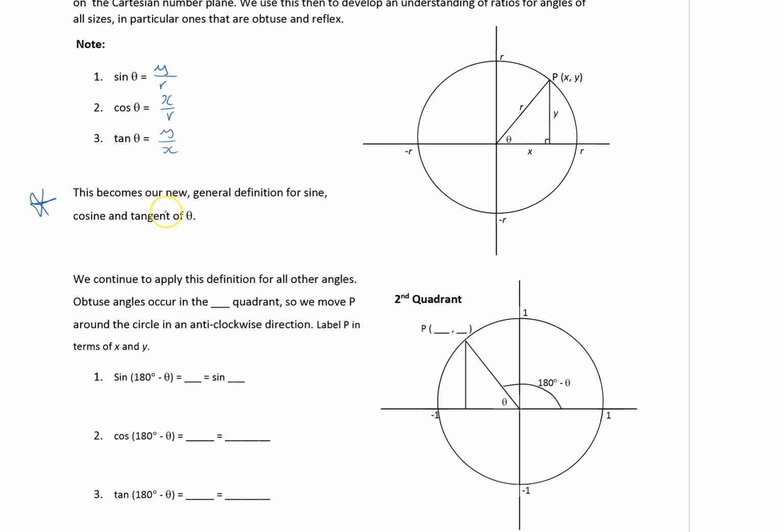So we can then continue P around our circle and go into the second quadrant. Now, obviously, if I'm in the second quadrant, then my X value becomes negative, doesn't it? Because I've moved along the X axis. And so we've got a negative X now. And my Y is still positive, so that sits up there at Y. I'm now going to talk about this angle called 180 minus theta. So it's an obtuse angle now.